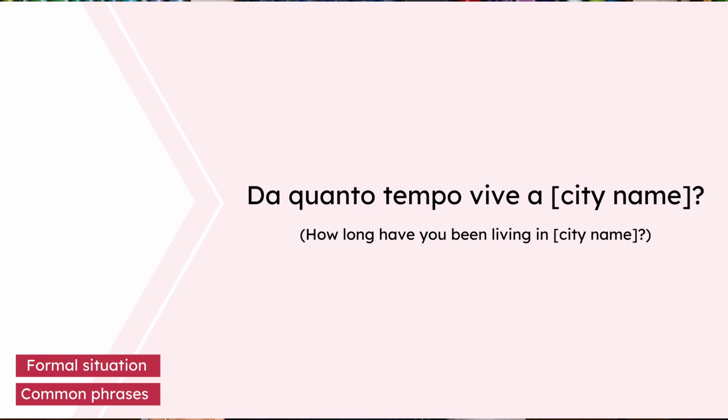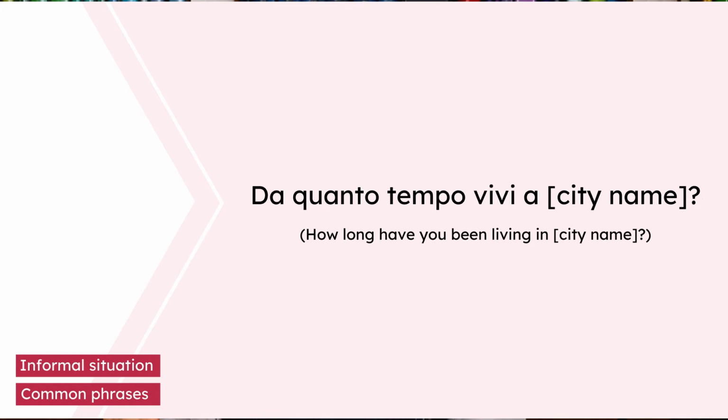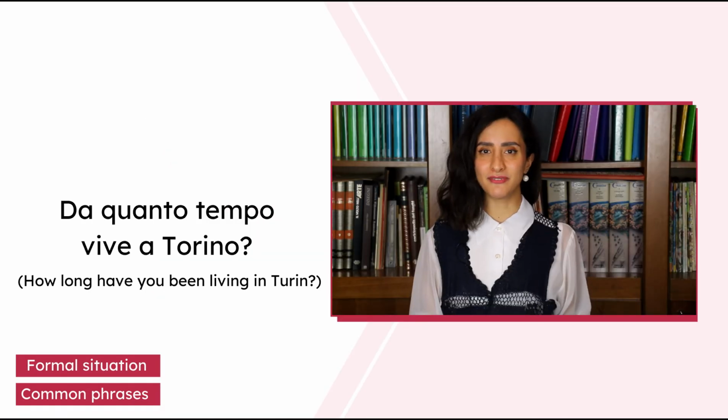Another interesting question you can ask your interlocutor if, for example, you are abroad or maybe your interlocutor is from another country, is asking them how long they've been living in that place. An example: da quanto tempo vive a city name in formal situations, or da quanto tempo vivi a city name? How long have you been living in city name? An example: da quanto tempo vive a Torino?